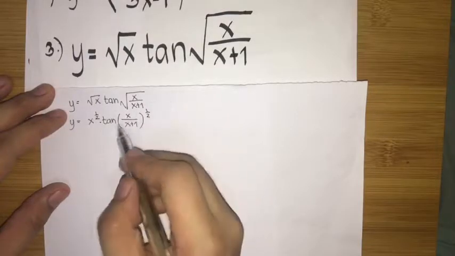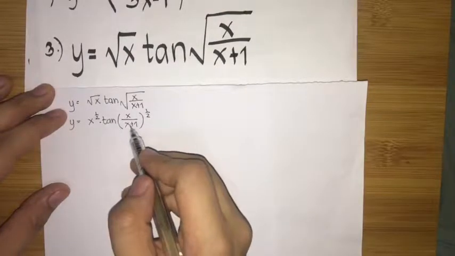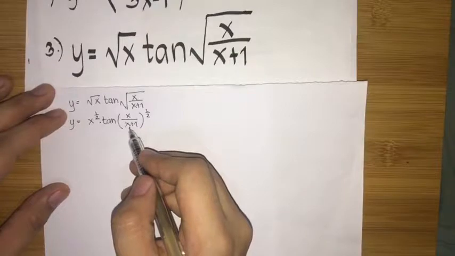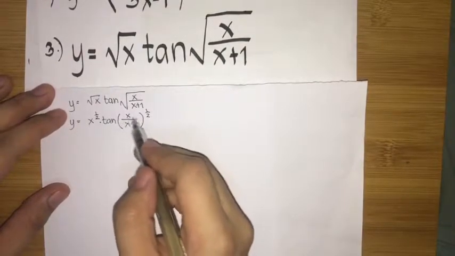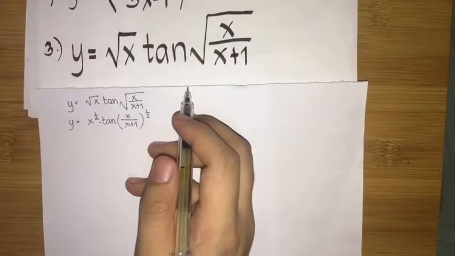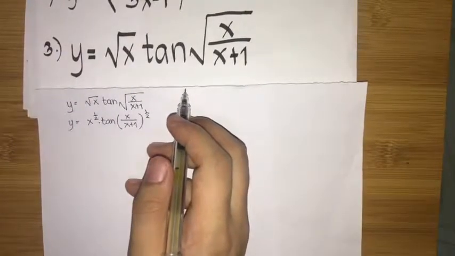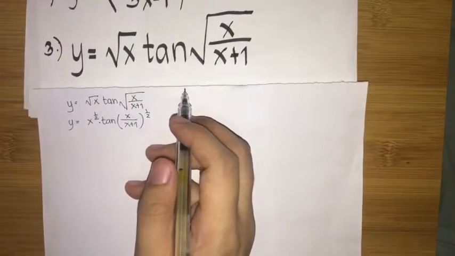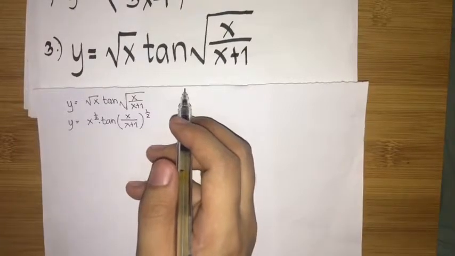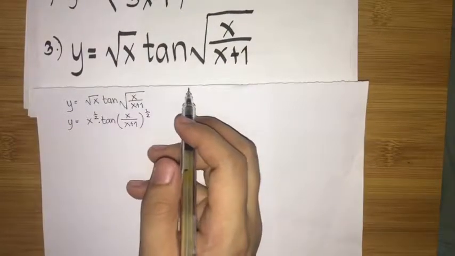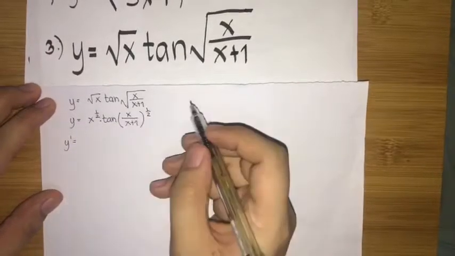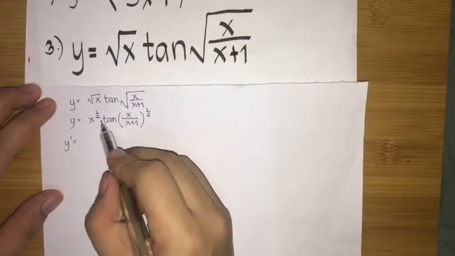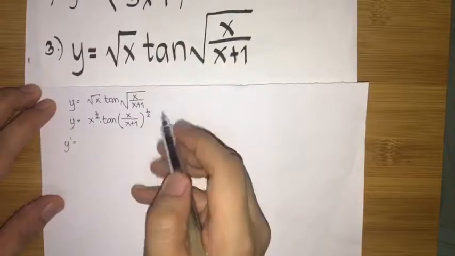And when we differentiate this tan, which is a chain rule, we will encounter a quotient of these two different functions. So in this example, we will use all three rules: the quotient rule, product rule, and the chain rule. So let's start. So y prime will be, let's start with the product rule since it involves the product of these two different functions.